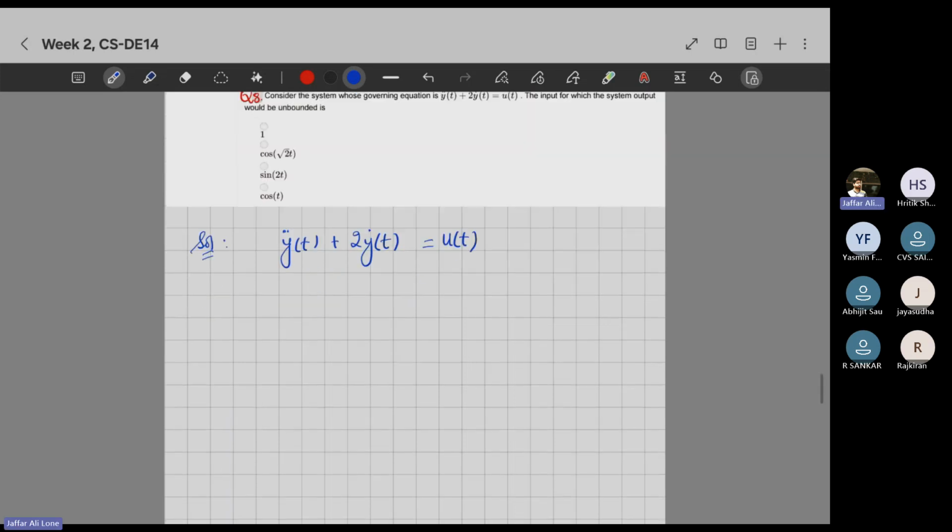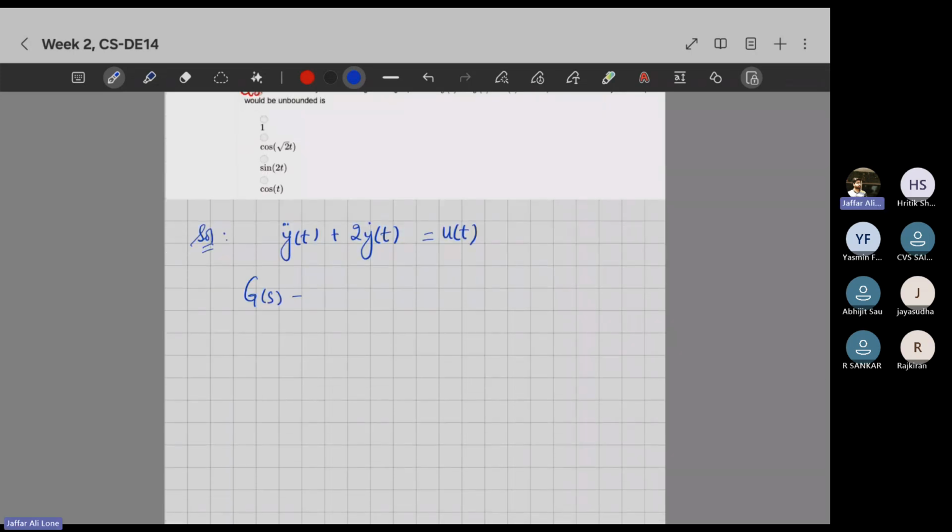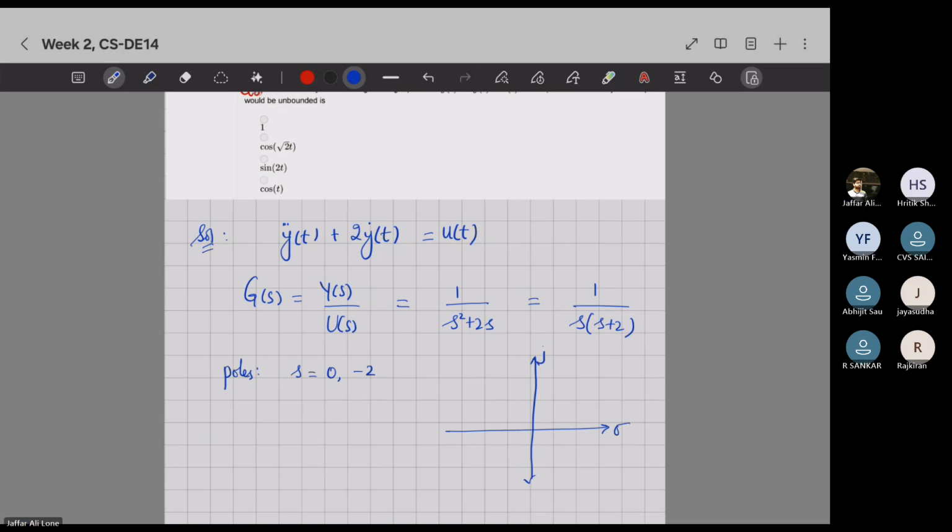Now let's take, I'll directly write the transfer function. You'll just take the Laplace transform and then take input and output on one side. So we have Y of s over U of s equal to 1 divided by s squared plus 2s, or I can write it like this, 1 divided by s into s plus 2. Now what are the poles? Pole location, s is equal to 0 and s is equal to minus 2. So my pole location is like this, sigma, j omega. My poles are at 0 and at minus 2.